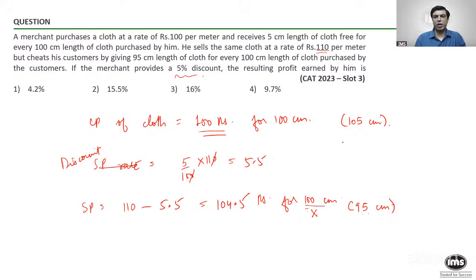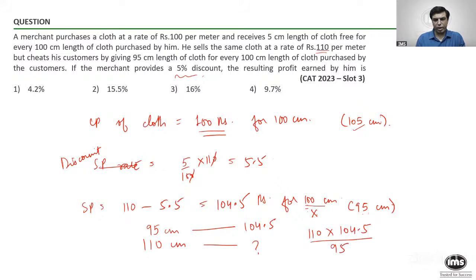But the thing is that he has 105 centimeter with him, which means this 104.5 is not the total sale. So I can just use cross multiplication here. I can say 95 centimeter is selling for 104.5. So 105 centimeter is going to sell for how much? 105 into 104.5 upon 95. Sorry, this is 105, not 110.